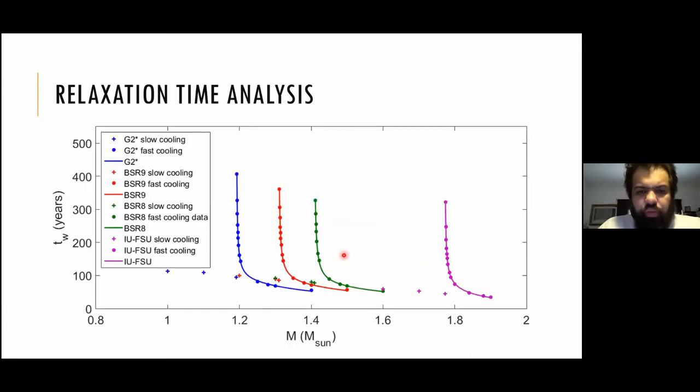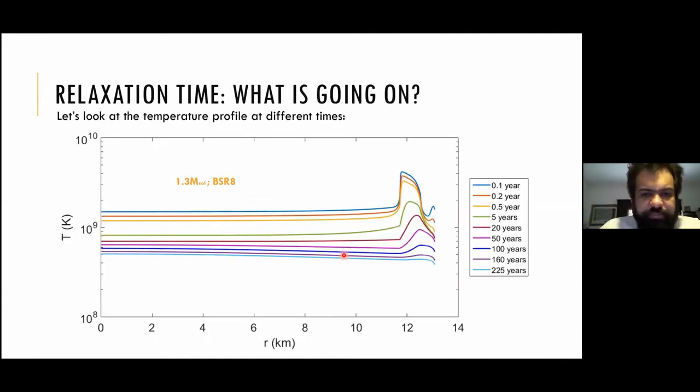So what's going on? Why is this happening? The first thing that came to our minds was, okay, this is a glitch. This is a problem in the numerical codes or whatever. Let's delve into this. But it turns out it is not. And this can be understood if we look into snapshots of the temperature profile of the star.